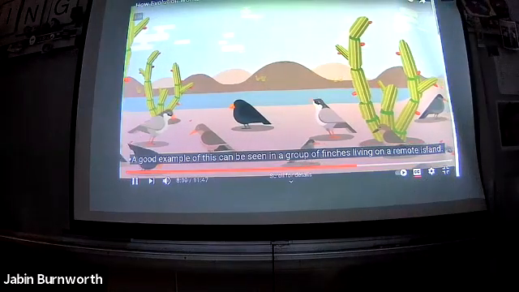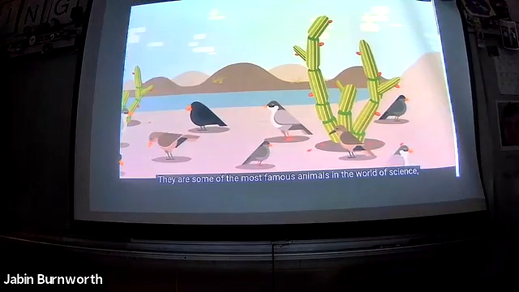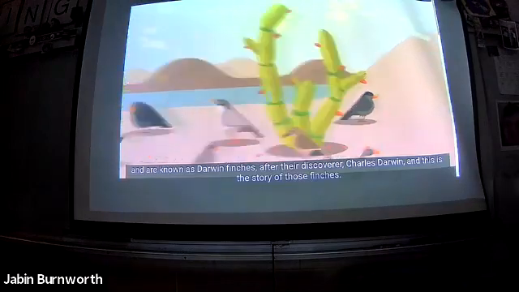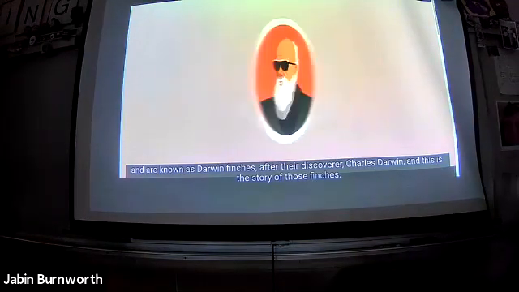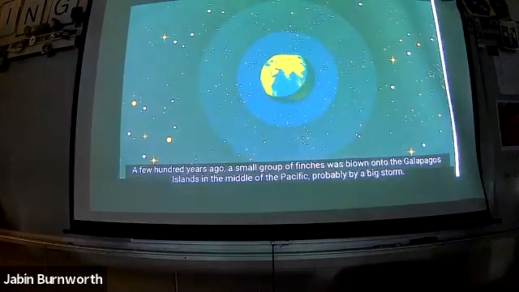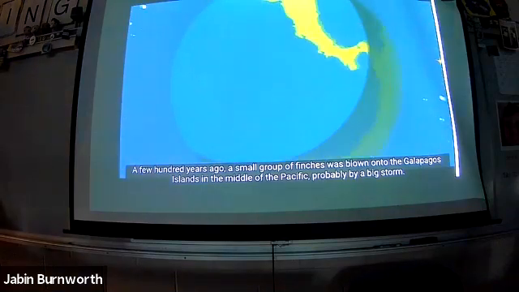On a remote island, they are some of the most famous animals in the world of science and are known as Darwin finches after their discoverer, Charles Darwin. And this is the story of those finches. A few hundred years ago, a small group of finches was blown onto the Galapagos Islands in the middle of the Pacific, probably by a big storm.